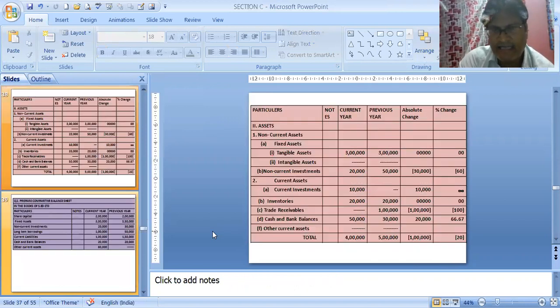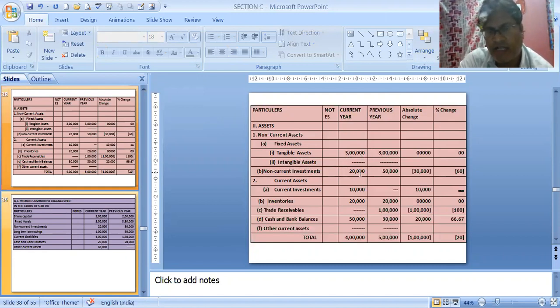Next, now the asset side. See, we are doing in a horizontal order, and as the sum was given, that way only. This is the format of our balance sheet schedule 3. Fixed assets tangible given 3 lakhs, so there is no change. So percentage change also, there is no change. Non-current intangible asset, no figures.